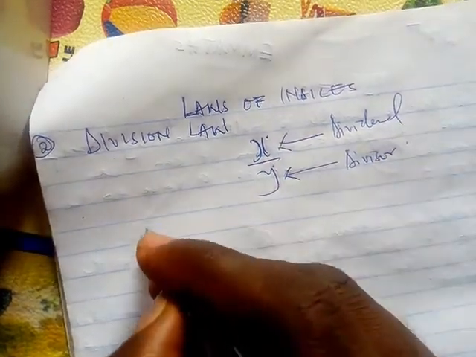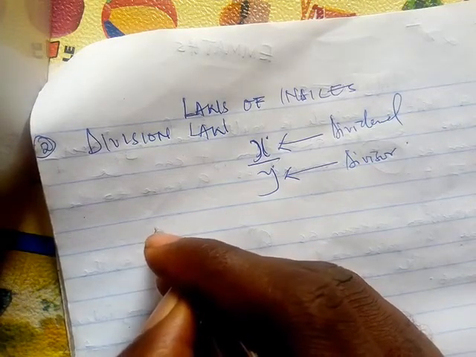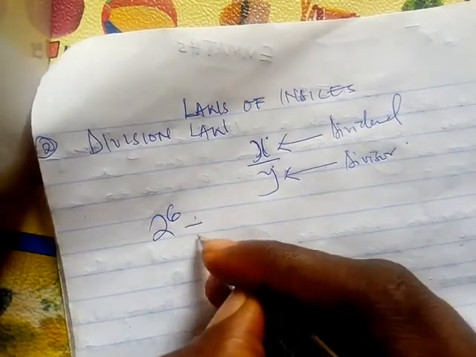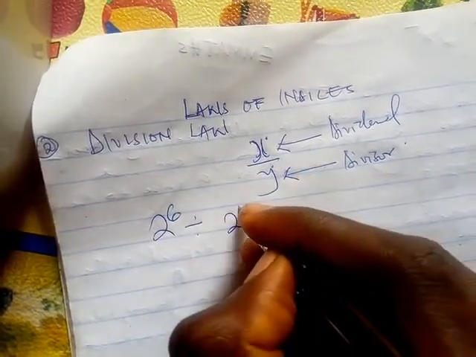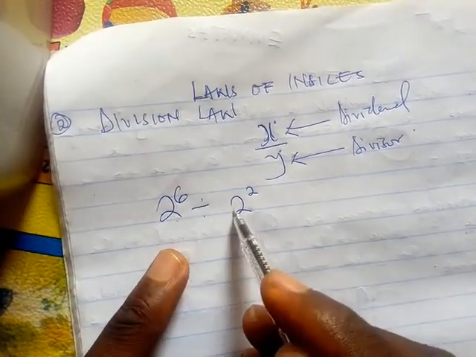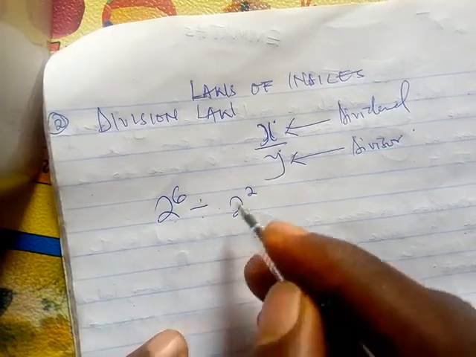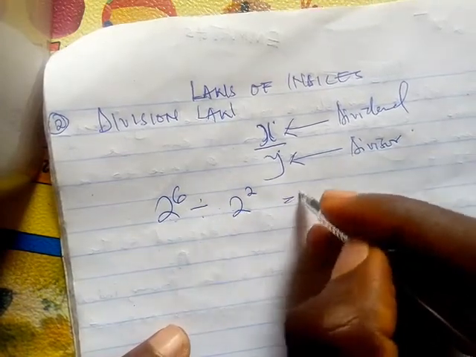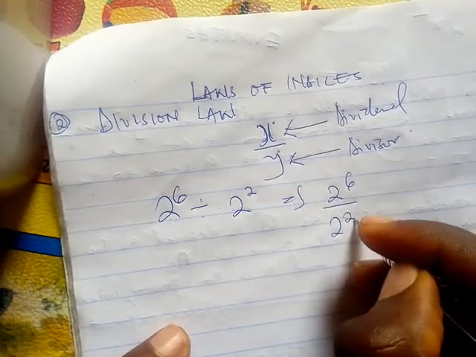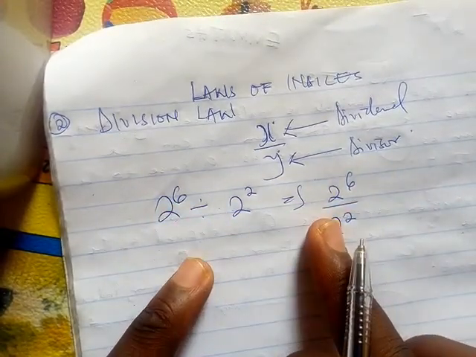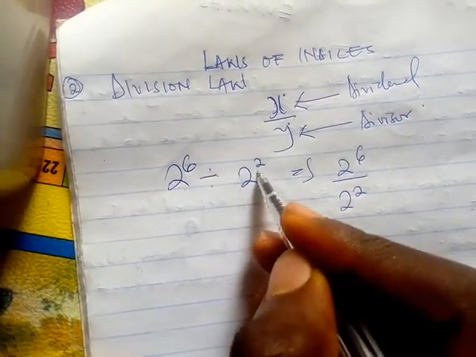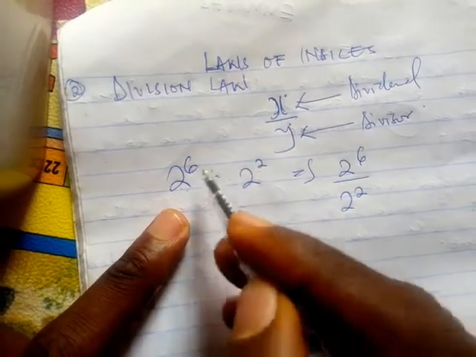So when you have, for instance, let's say 2 raised to power 6 divided by 2 raised to power 2. Now don't forget that we are still working with the same base. So you can still express this as 2 raised to power 6 divided by 2 raised to power 2, whichever way they depict division. So when you have 2 raised to power 6 divided by 2 raised to power 2, this is the divisor and this is the dividend.